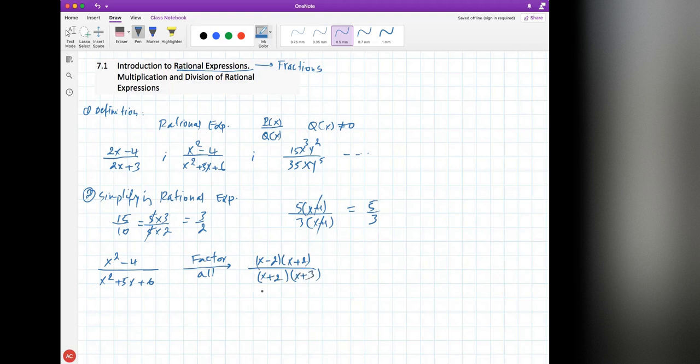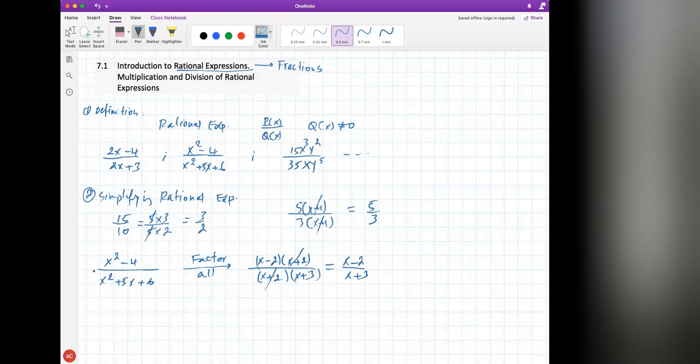That's right. So as you can see, now we can cancel. Do not cancel before, because we have additions and subtractions between the terms. It has to be turned into a multiplication using factoring. Now that we have factors, basically like having this times this and this times this, we can cancel the common ones, x plus 2 and x plus 2. We're left with x minus 2 over x plus 3.